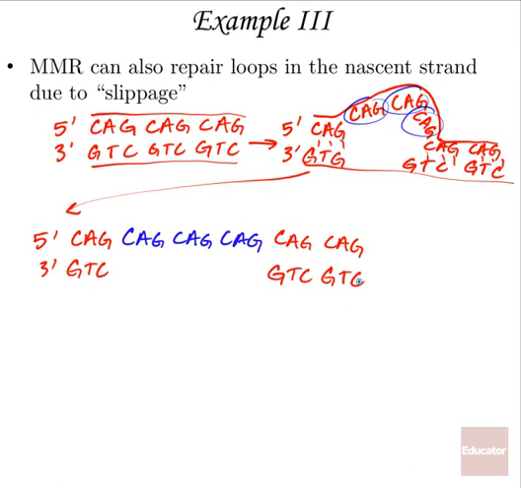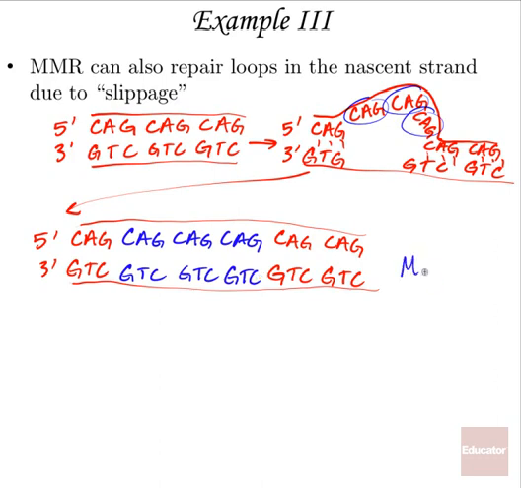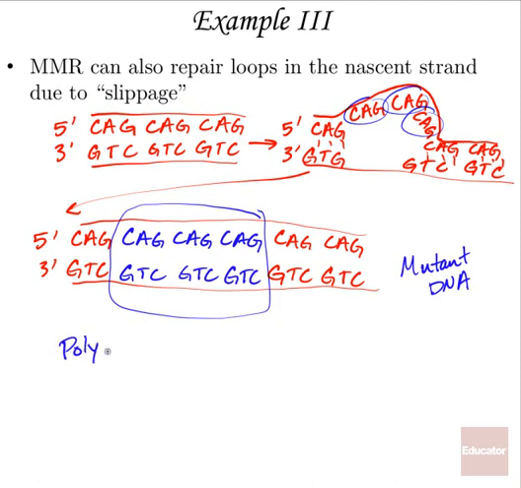Okay, so what's going to end up happening is that we're going to end up having to fill in this excess. So GTC, GTC, GTC. So what would happen is this is our mutant DNA. Okay, so this has all been added. And this is problematic because as a triplet repeat, especially when we're talking about this one right here, this is what we call a polyglutamine repeat.